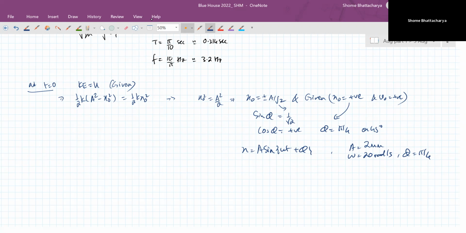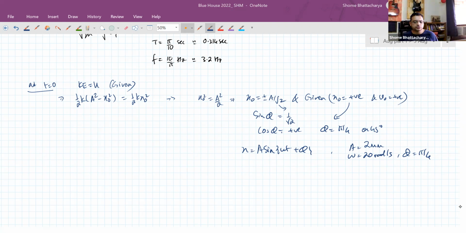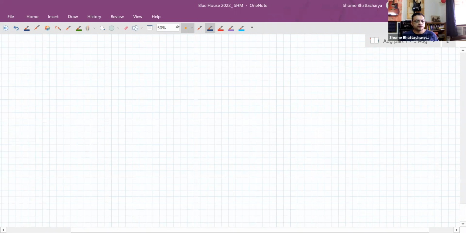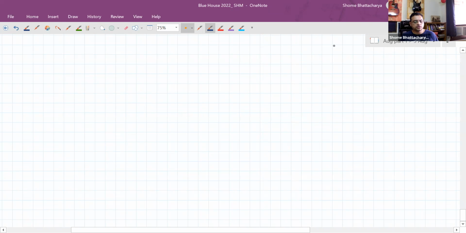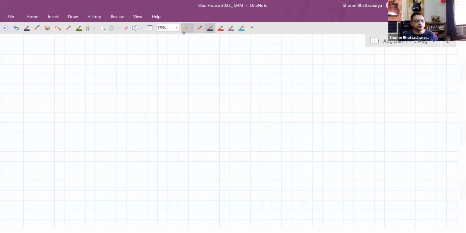Okay, so this question is clear. I hope all the aspects are clear. Now we'll come back to that energy in general also, how we can prove that it will always be of that type: that kinetic energy will be proportional to A square minus x square in any SHM, not just a spring mass system, and potential energy will be proportional to x square. But currently we'll move on to the vertical spring mass system.